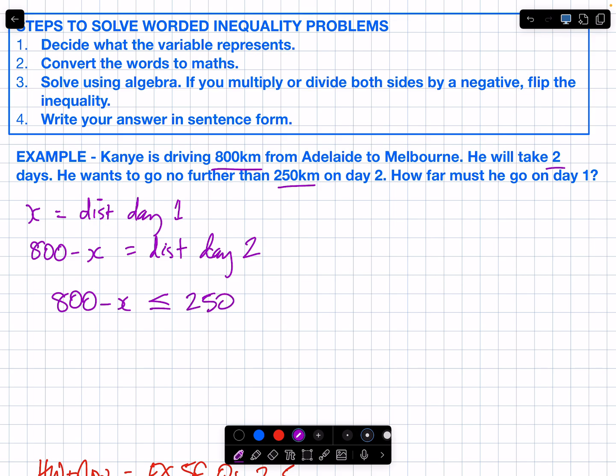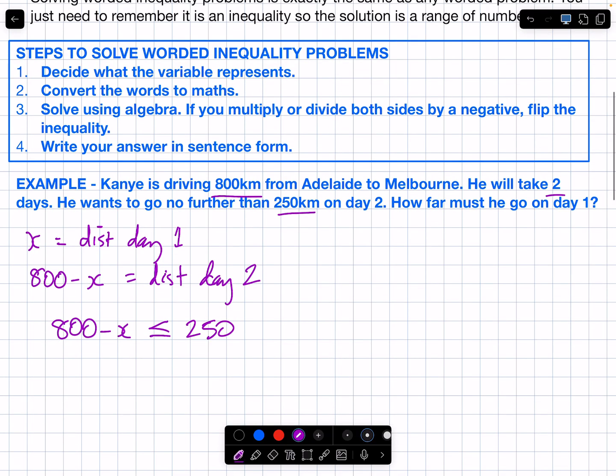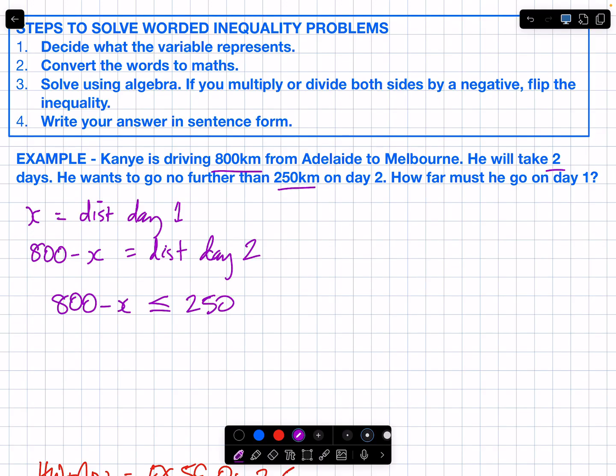Are we in agreement with it? Okay. Normal solving steps. I've got positive 800 here. What's the opposite of that? Opposite of adding 800, minusing 800. So if I minus 800 on both sides, what's 250 minus 800? Negative 550. Did I do anything at that point to require flipping the sign? Did I divide or times by a negative? No. Am I going to do that now?